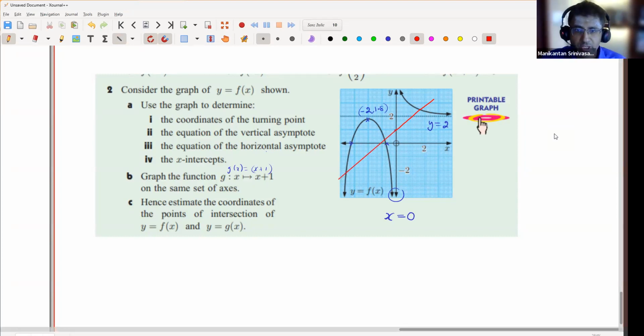So this will be the function g of x equal to x plus 1. Vertical intercept of (0, 1) and a slope of 1. Now, hence estimate the coordinates of the point of intersection of f of x and g of x.